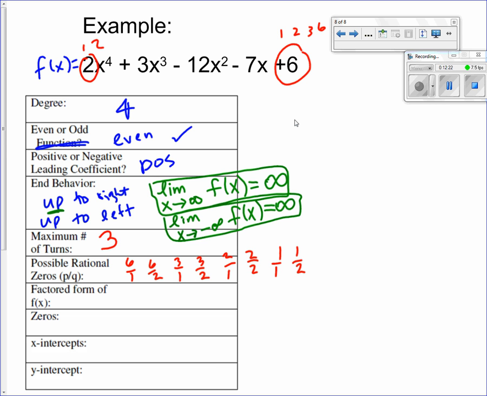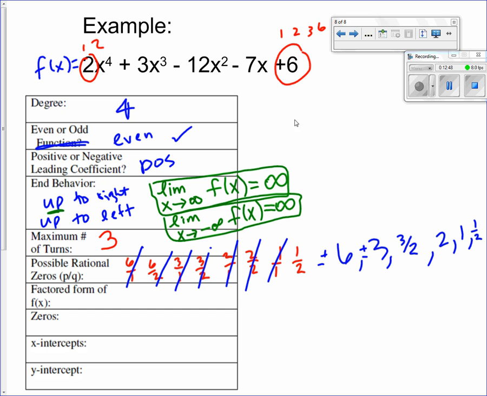And I'm going to simplify those. 6 divided by 1 is 6. 6 divided by 2 is 3. 3 divided by 1 is also 3. 3 over 2. 2 divided by 1 is 2. 2 divided by 2 is 1. 1 divided by 1 is also 1. And then 1/2. I do need to consider both the positive and the negative, so I'm just going to put a plus or minus sign in front of each of those. So this is my list of possible zeros.